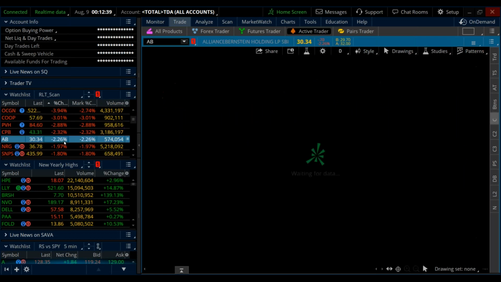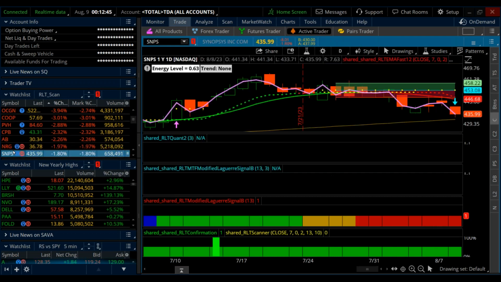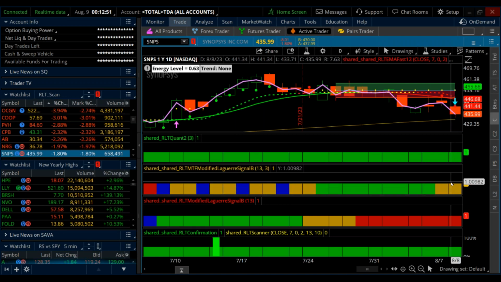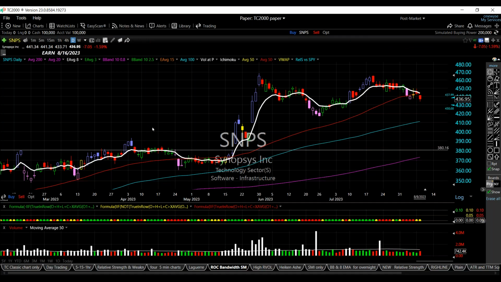Let's see, AB. I'm just going to pick some of these randomly, because I don't want to go through every chart. SNPS again, just went yellow. So let's take a look at what SNPS looks like on the TC2000. This is a $435 stock, and it's set up pretty nicely for a short. It has earnings on 8/16, so 8/16 is pretty close. This week's expiration will be the 11th, so this is falling into next week as a potential short.